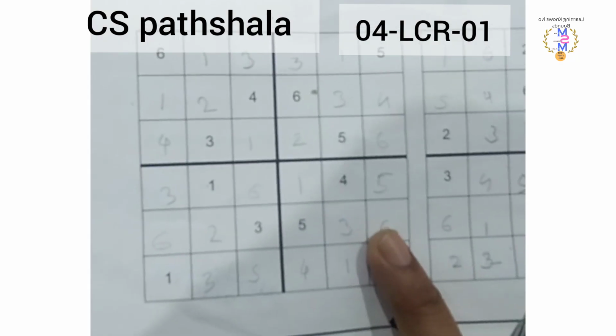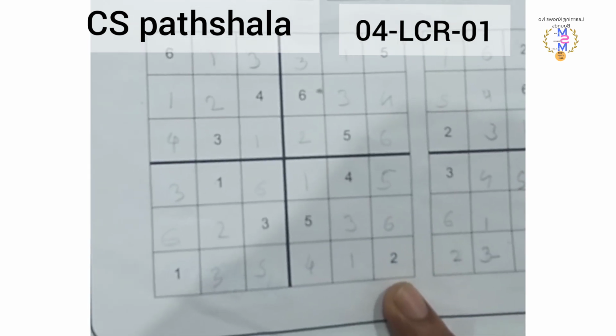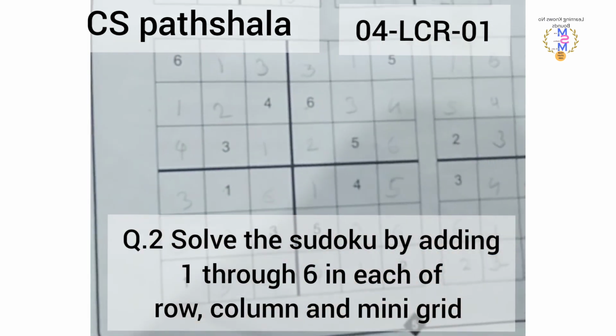Find the solution for the CS Pathshala worksheet. It is worksheet number 3 for standard 5th. The given module is 04 LCR 01. So dear students, just observe the number of rows and columns.